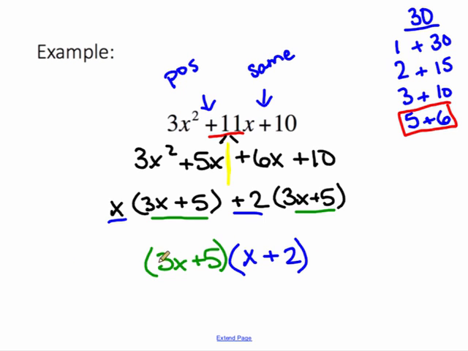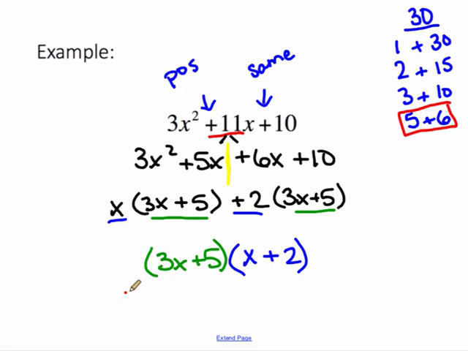Now, how do you check this? If you need to check your work, then you simply multiply your binomials. And remember, when you multiply your binomials, you use the acronym FOIL. Multiply the first terms, the outside terms, the inside terms, and the last terms. So real quickly, let's go ahead and check this. I'll put this in red over here.